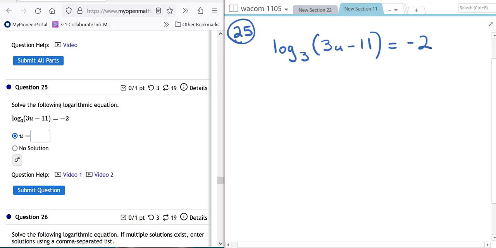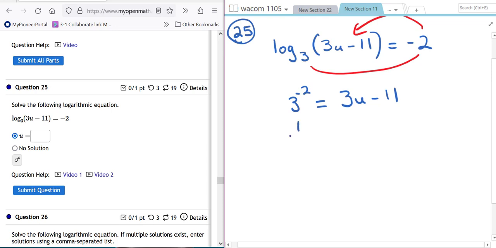All right, and so you're going to do your spiral. Start at the 3, with your base, and go around to the equals. So 3 to the negative 2 equals 3u minus 11. This is going to be 1/9, so you would shift it to the denominator, and then it gives you a 9.